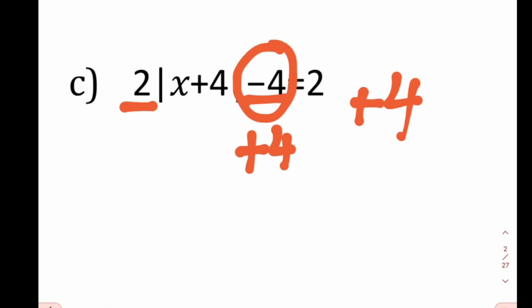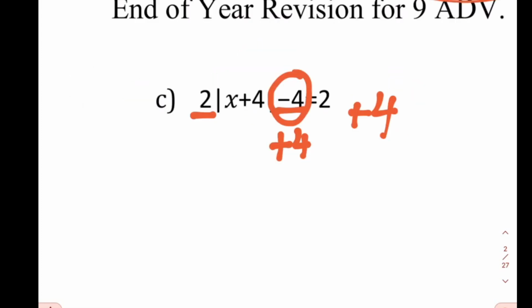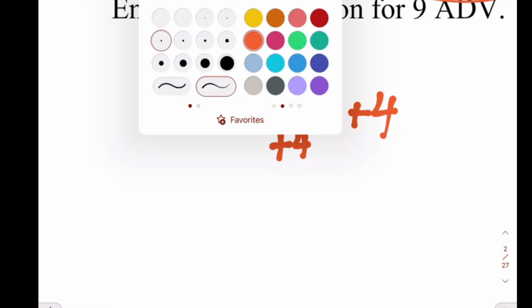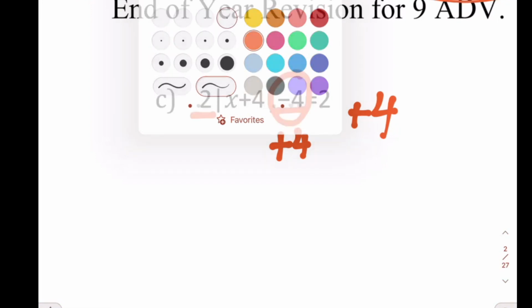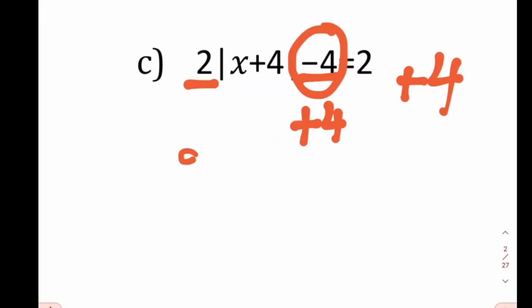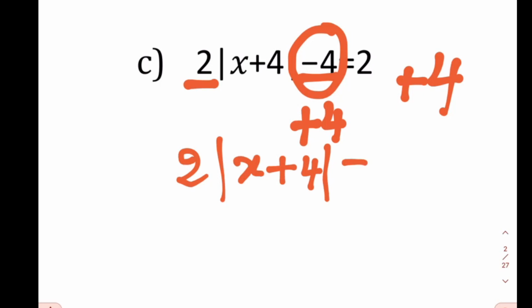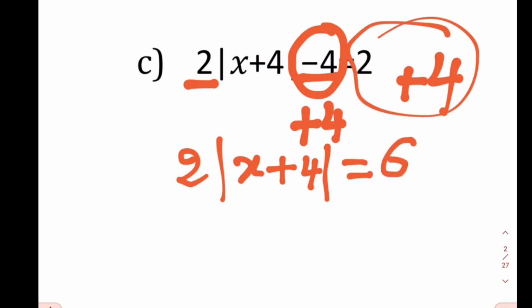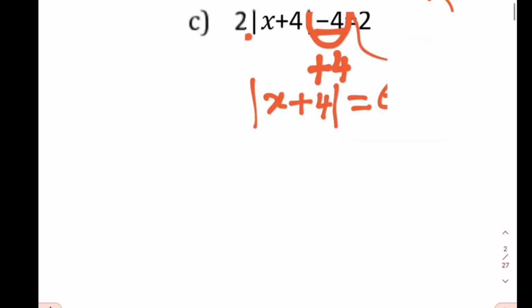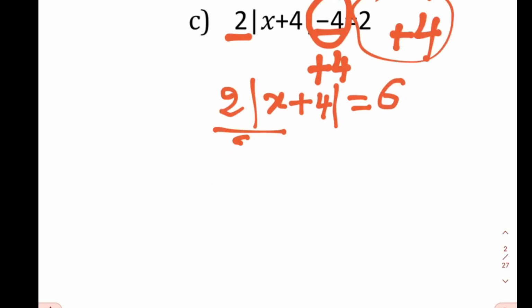So when you add 4 to each side, you get 2 times absolute value of x plus 4 equals 2 plus 4. 2 plus 4 is 6. Okay. Now we eliminate these two by division. Divide by 2, divide by 2.